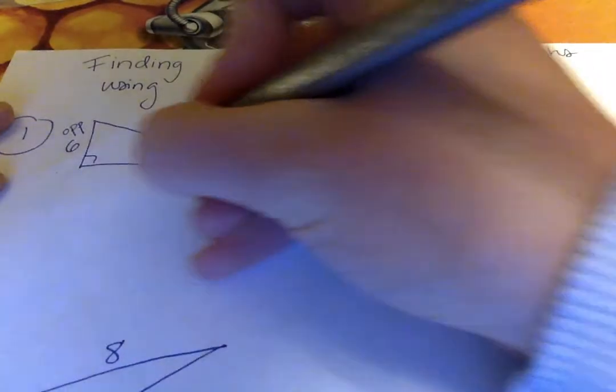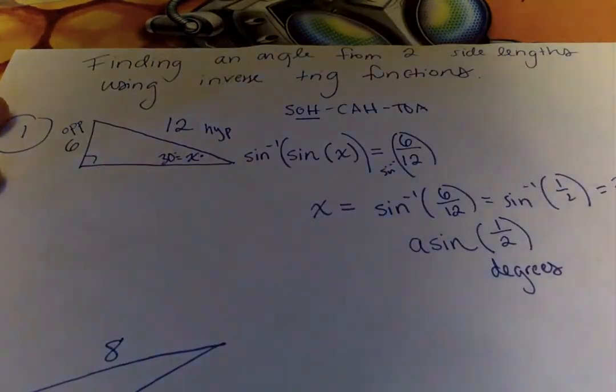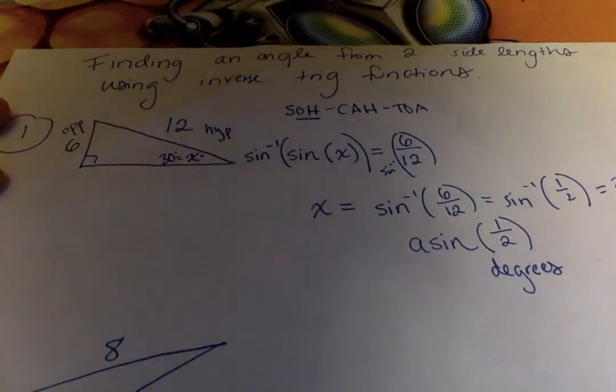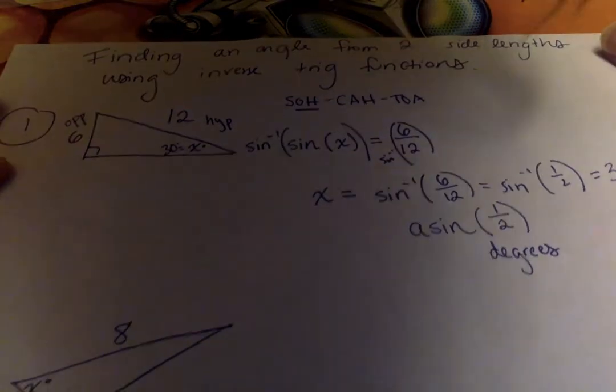Basically what we're saying is that a degree measure of 30 has a sine ratio of 1/2. In this case it's 6 over 12. If it were a differently sized triangle with 30 degrees, instead of 6 over 12, it might have been 4 over 8 or 3 over 6 or anything. That reduces down to 1/2. That is the power of these trig ratios.